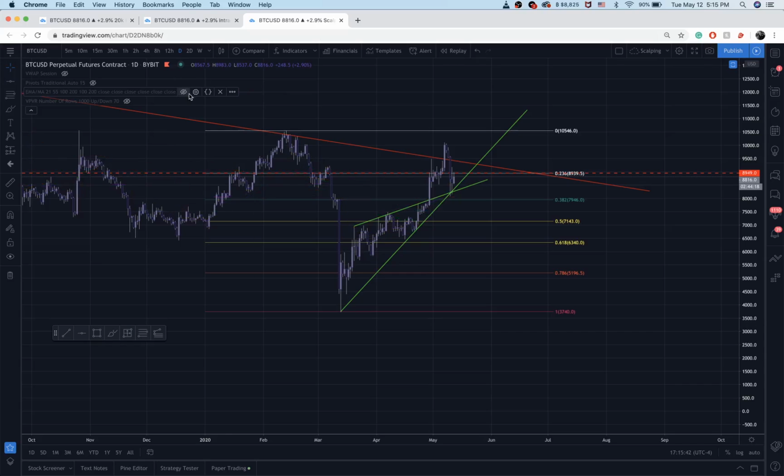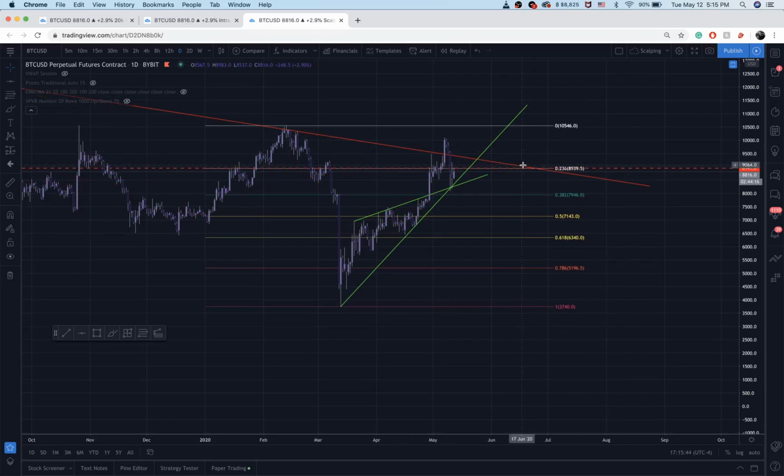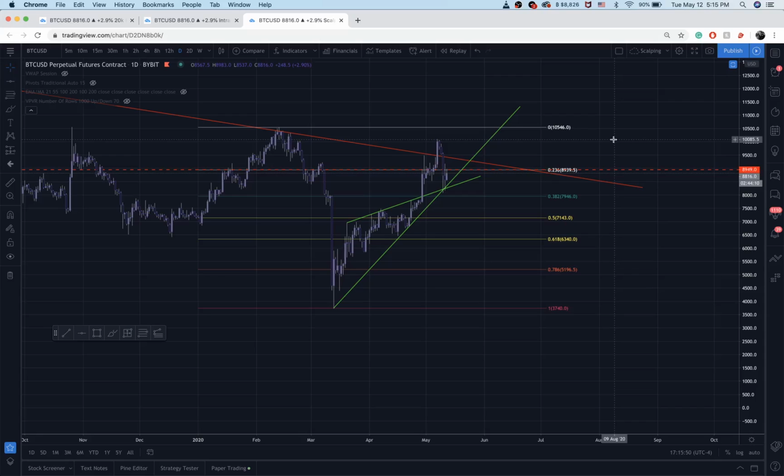But we'll get back to that. The one thing that I want to talk about is, as long as we're closing below there, that seems like a good zone to short. If you're looking for more specific levels to enter a short, make sure to check out the shorter time frame analysis video, as I do outline specific zones there.